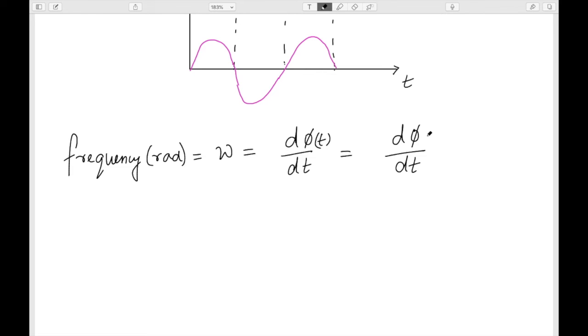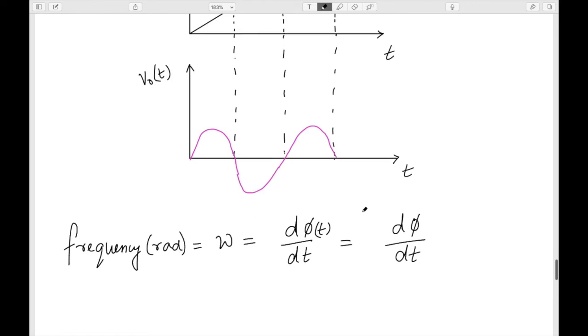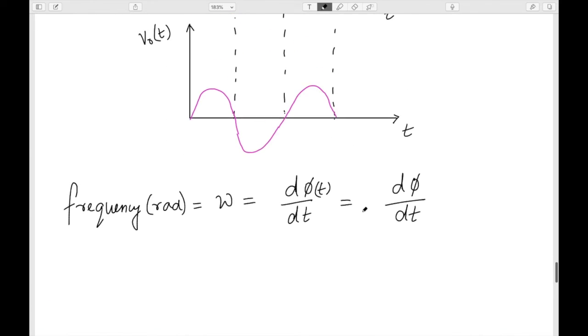These equations may look very simple, but I should say that this is the basis of the PLL. This is the basis of the phase lock loop. If this is the basis, let's try to understand it in more detail.